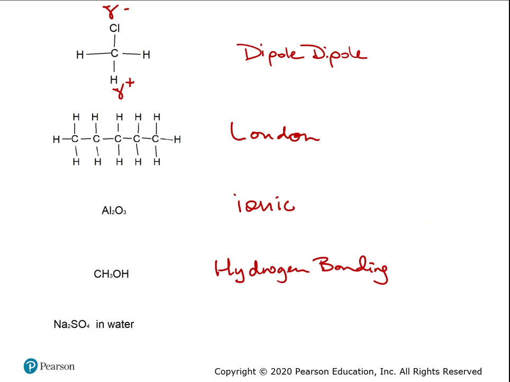Okay? And then what about the last one? So the last one is sodium sulfate, Na2SO4 in water. It's an ion.